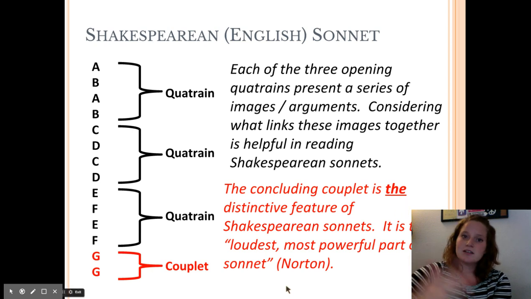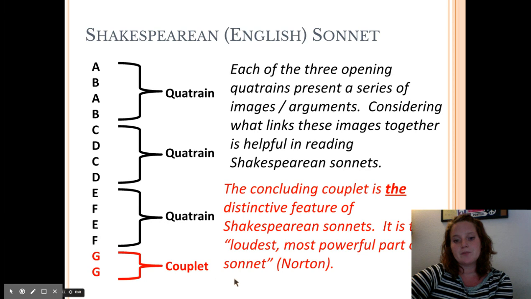Just like we look to that sestet for the resolution, we look to the couplet to find the meaning of the poem. This is known as the loudest, most powerful part of the sonnet. We see that this is where meaning is revealed, and all of the connections between the images presented in the 3 previous quatrains come together to form meaning.